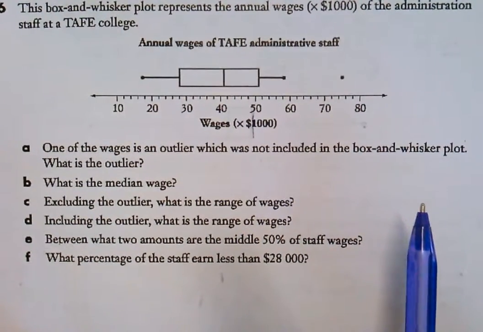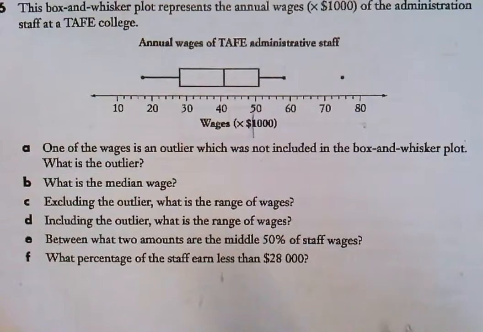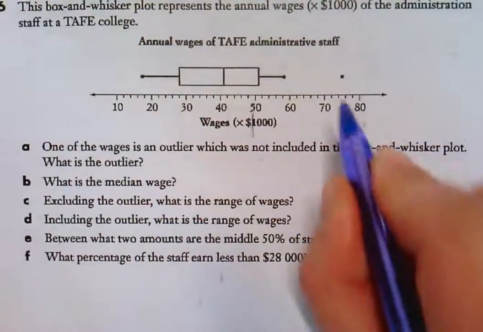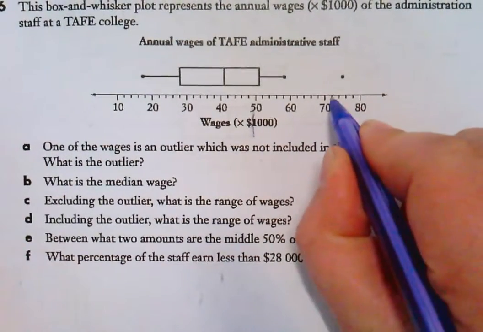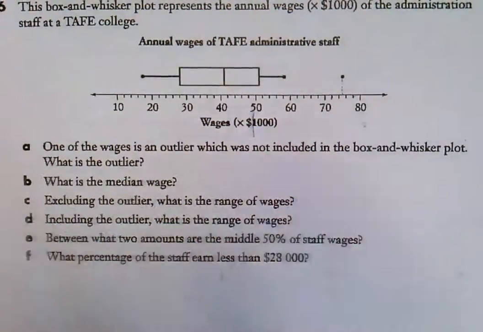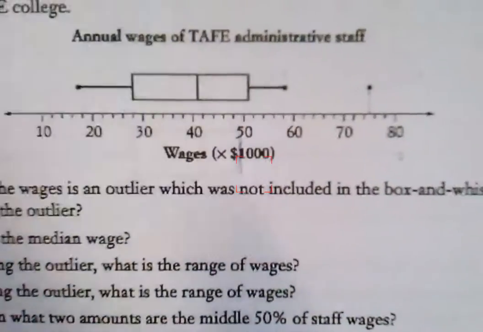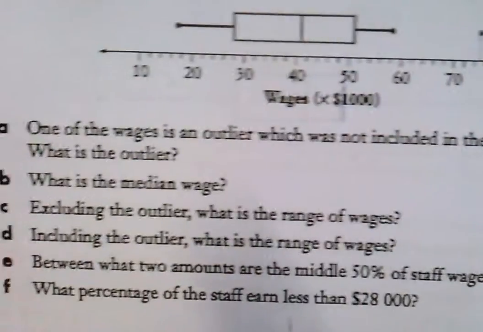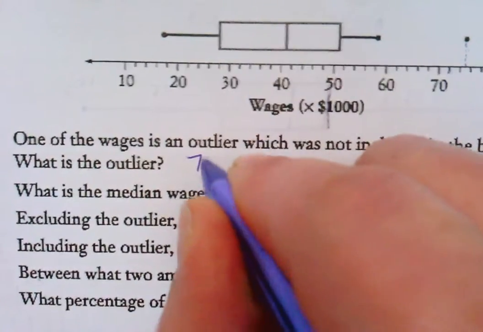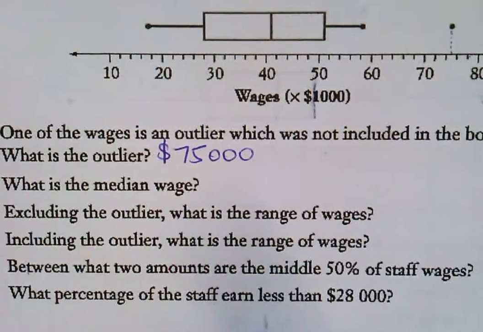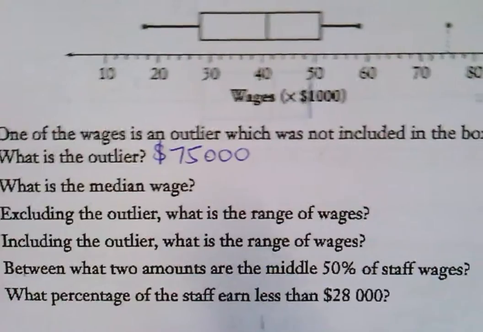So it says one of the wages is an outlier which has not been included in the box and whisker plot. Well, we can see that outlier. What is the outlier? We need to make sure we know what this is going up by, and it does look like 75 because that's 72, 74, 76, 78, 80, and this dot looks like it's halfway between, doesn't it? 75 is definite. So the outlier that's not included in the box and whisker plot is 75. All right, you keep going. We'll check it in a minute. 75,000. Please be careful. You could lose a mark in an exam for missing out on something like that.